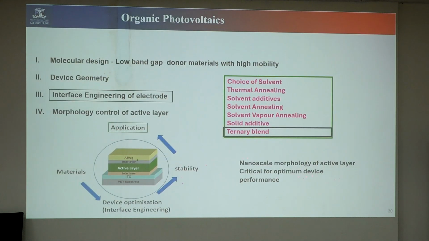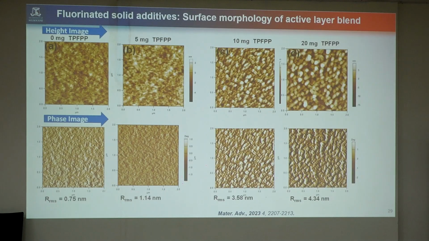Okay, and we also see that with the different additives we can get a very good morphology. At 10 milligram per ml, this is the right morphology where we can see very good nanoscale phase separated morphology. Even though other things are good, here we can get the right morphology of what we require.